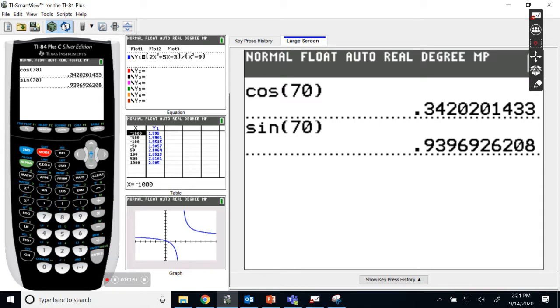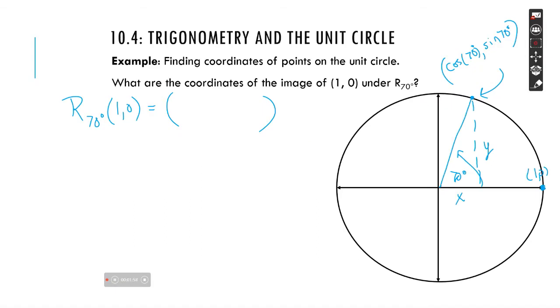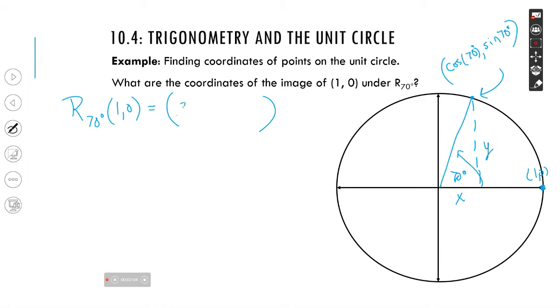So cosine is about 0.342 and sine is about 0.940. So let's get those numbers written down. So 0.342 and 0.940. Well, how do you know if you did this right?